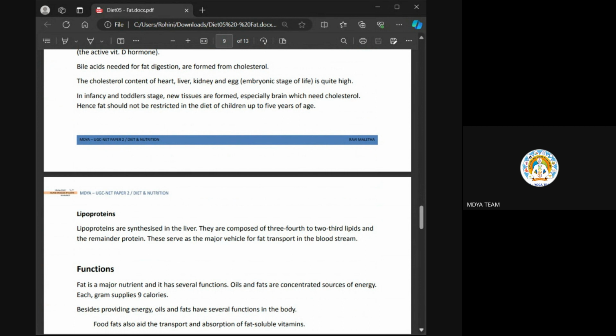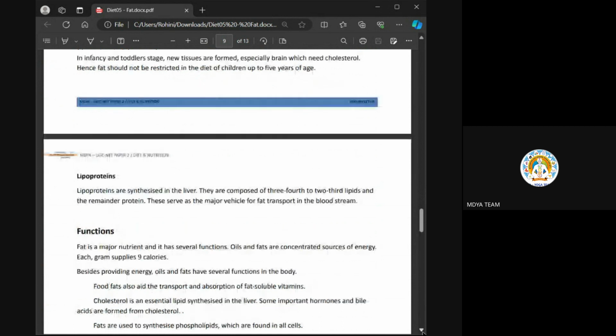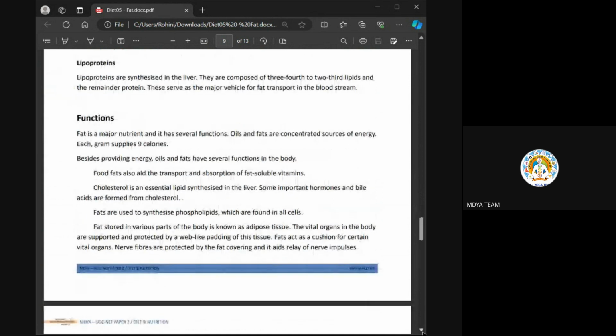So lipoproteins are basically the major vehicle for fat transportation in the bloodstream. Then the functions of fat: the term fat may be associated in your mind with a substance which is very harmful for health. But fat is a major nutrient and it serves several functions very important for our body.